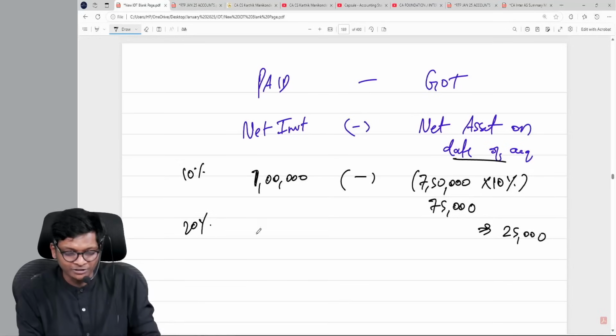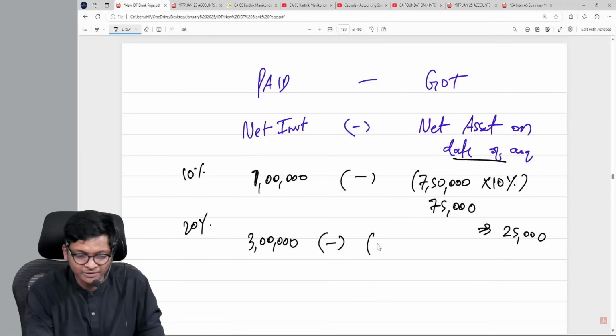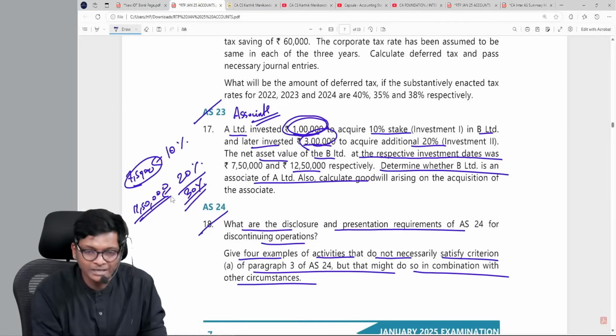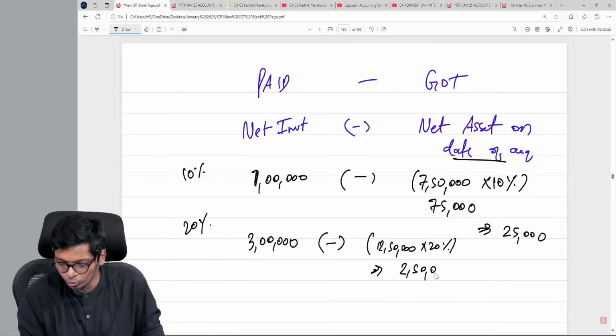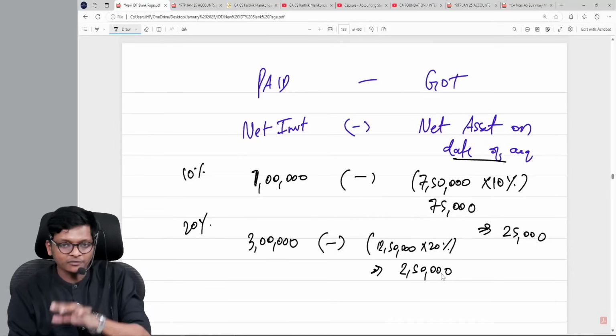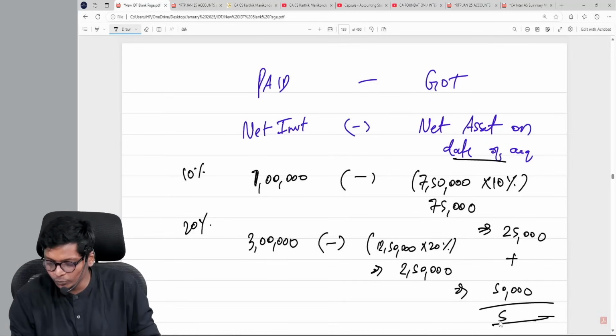Again repeat the process. Second time you purchased for 3 lakhs, but that time the value of the company is 12 lakh 50 for 20%. So 12 lakh 50,000 for 20%. Quickly compute without calci, guys. 2 lakh 50,000 is what you got, for which you paid 3 lakhs. So goodwill will be 50,000. 25 plus 50. Total goodwill is how much? 75,000 is the total goodwill.